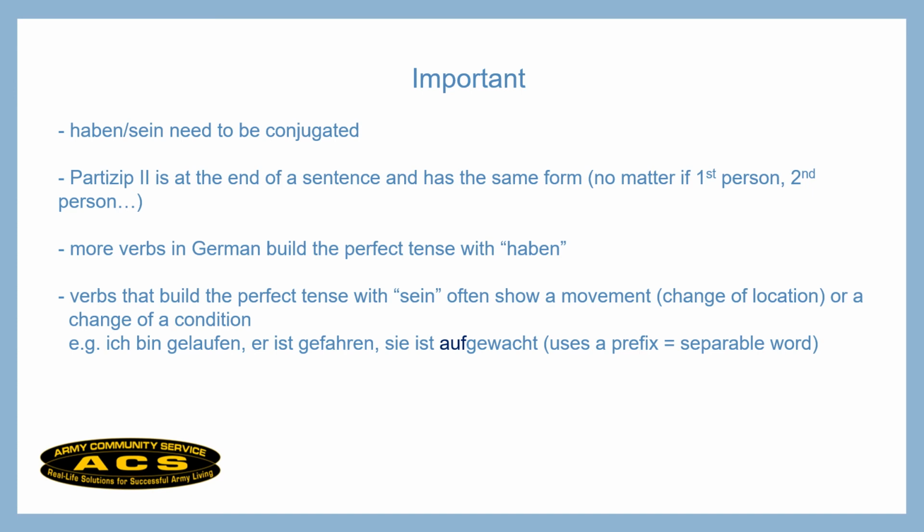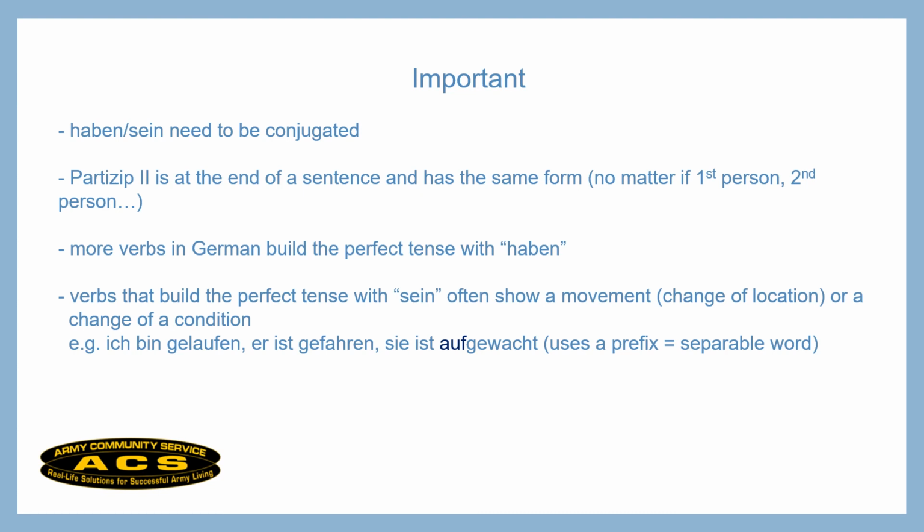One good thing to know is that there are more verbs in the German language that build the perfect tense with haben. The other ones that build the perfect tense with sein, they're often those verbs that show a movement, like a change of location or a condition. So for example, if I say, ich bin gelaufen, I have walked, yeah, that's a movement. Er ist gefahren, so he has driven. So again, that's a movement.